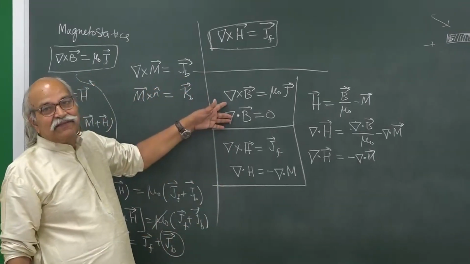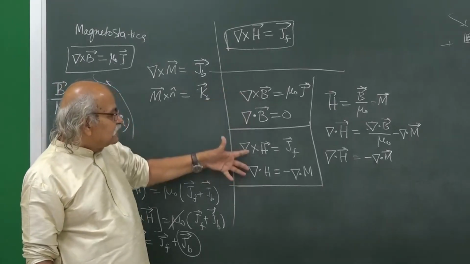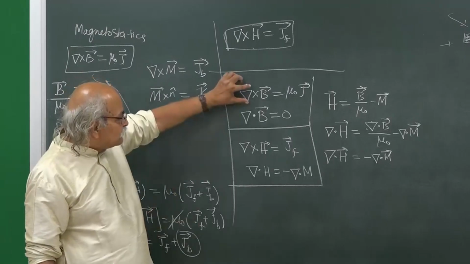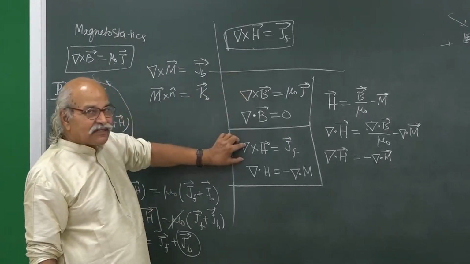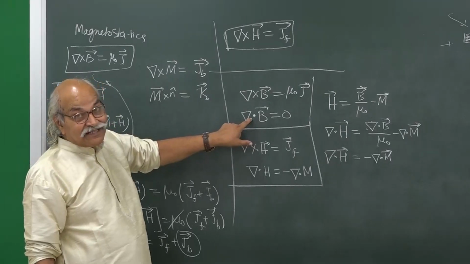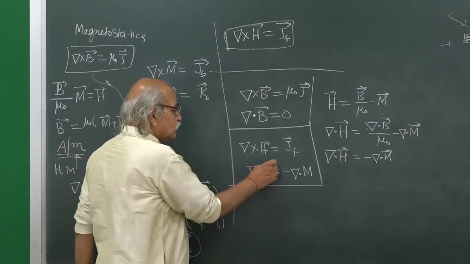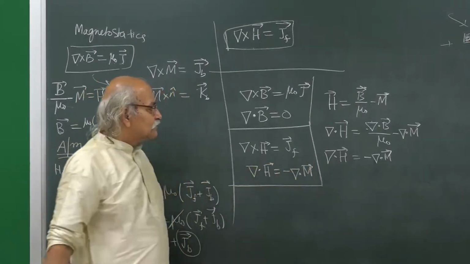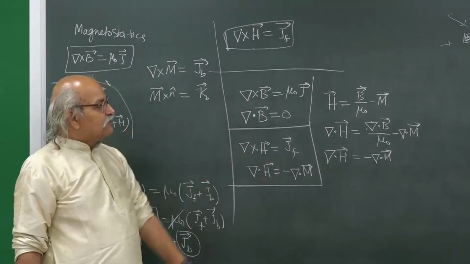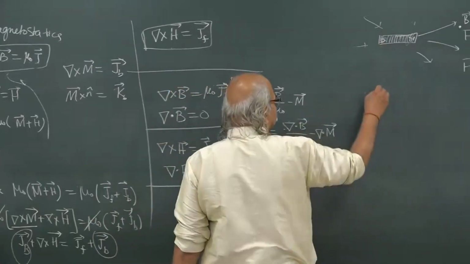Now, you see the mathematical structure of this pair of equations and this pair of equations is not the same. The first one, the curl equation, looks similar, but the divergence equation is very different. Divergence of B is 0, divergence of H is not necessarily 0. Inspect our two examples.